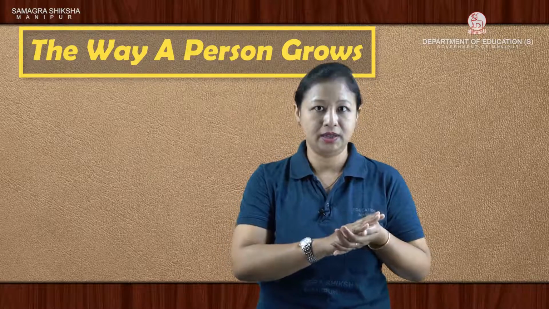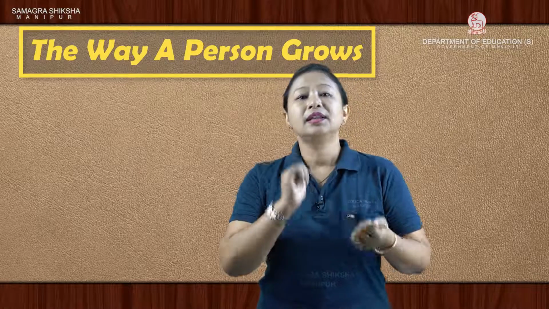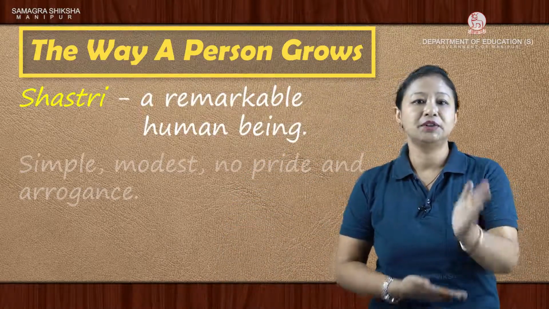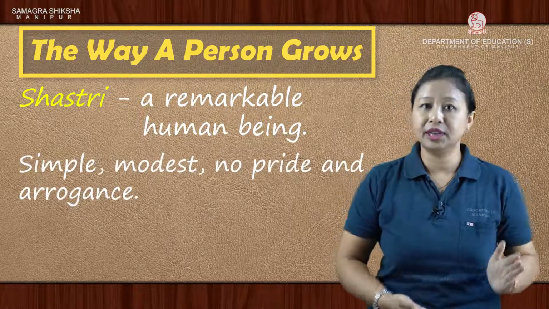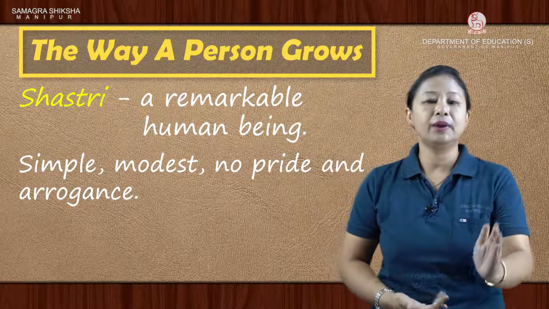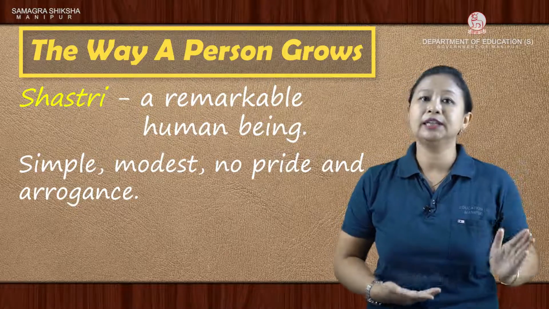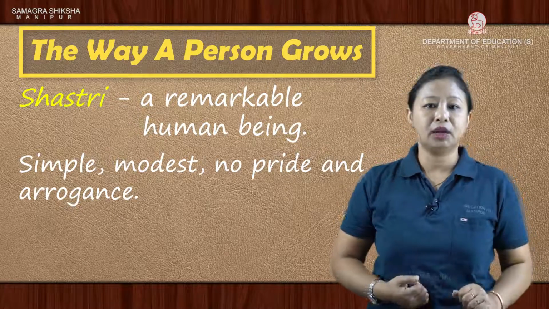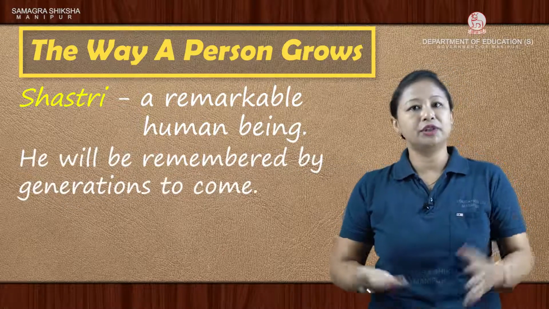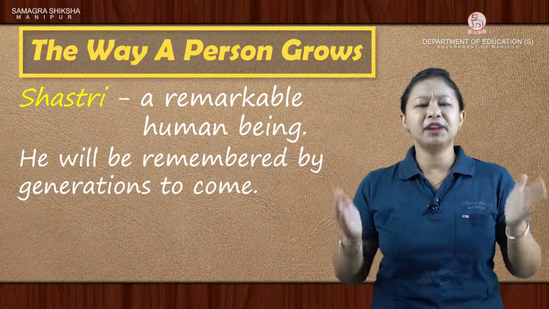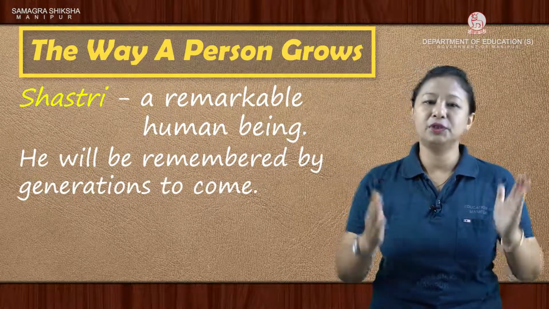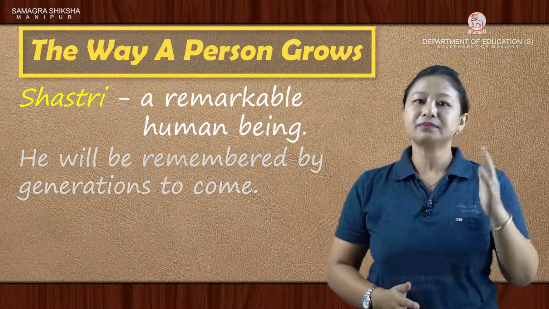So this is Lal Bahadur Shastri, a perfect example of modesty. There was no pride and arrogance in his nature, in his character. He was so simple. Now he will be remembered by generations to come. We still remember him as a very, very simple, very humble person. We will remember him forever.